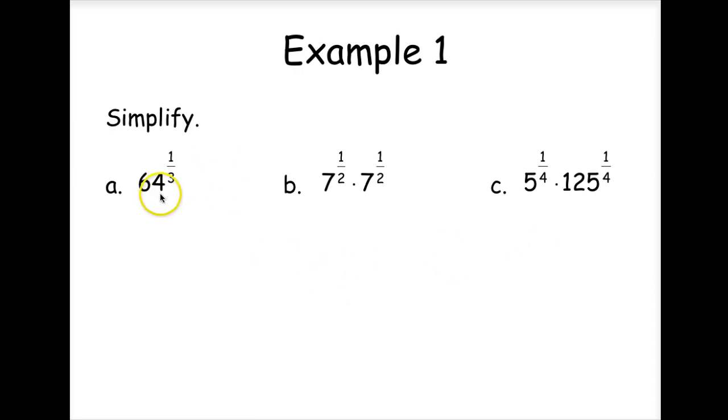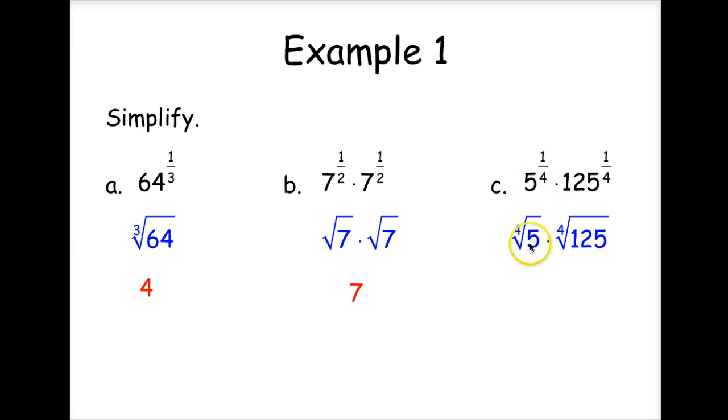Let's simplify. 64 to the 1/3. That's the same thing as the cubed root of 64, which would be 4. The square root of 7 times the square root of 7 would be the square root of 49, or 7. The fourth root of 5 times the fourth root of 125 is the fourth root of 625, which would be 5.